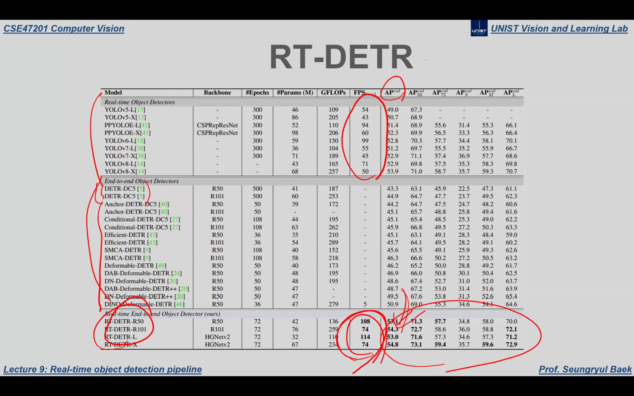And their paper was published in last year's CVPR. If you are interested in studying this RT-DETR, then read their paper. And also the code is available. Okay, this is the end of the efficient object detection algorithm.